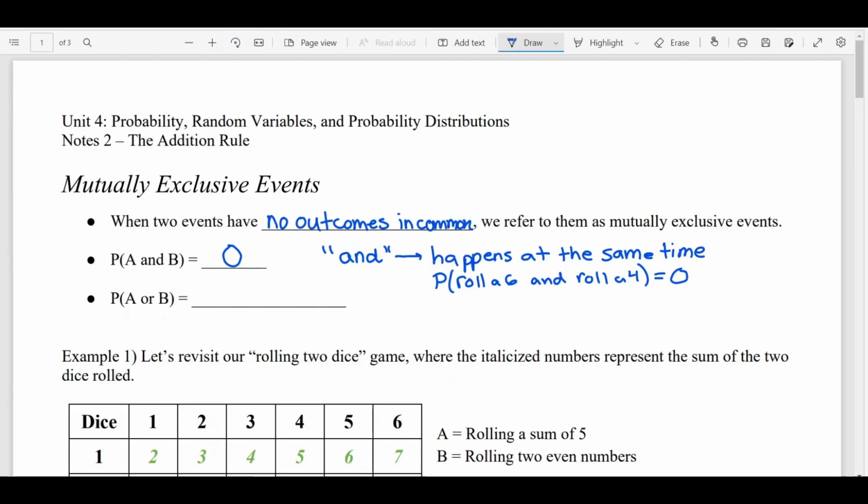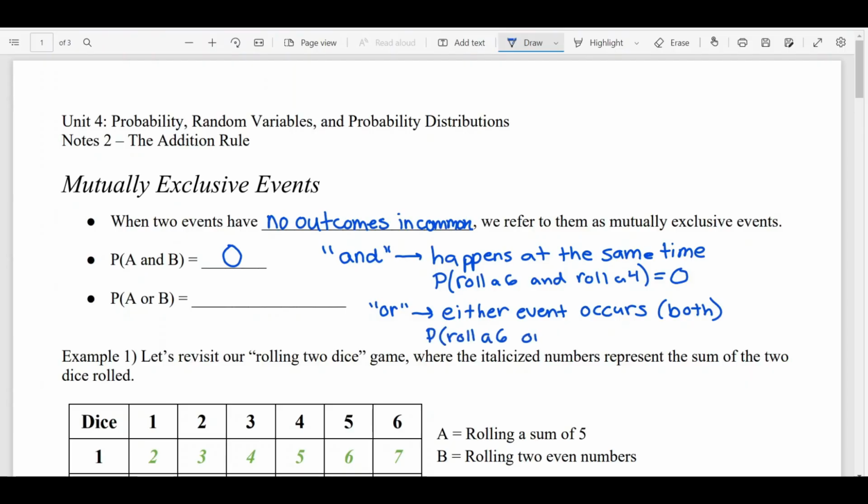A or B. The keyword or means that either event occurs or that they both occur. Okay, so we say either or. So the probability that A occurs or B occurs means that A occurs or B occurs. Not at the same time necessarily, but either or.